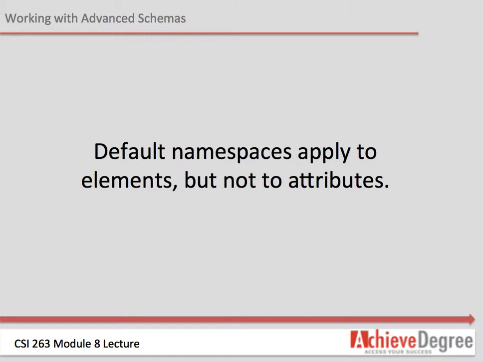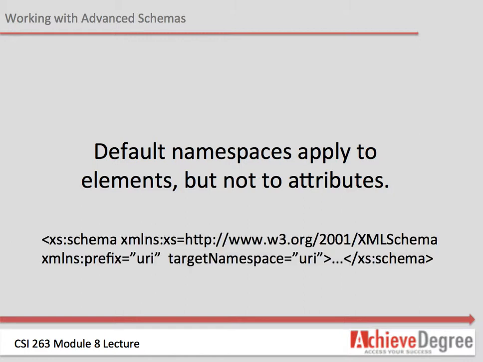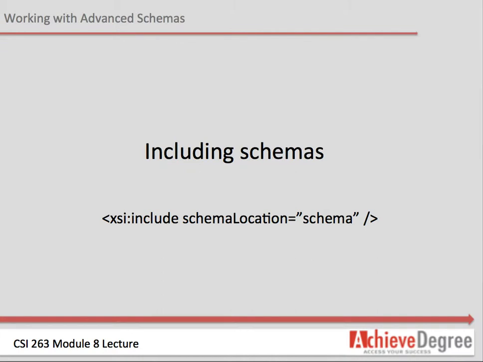Associating a schema with a namespace. This is the code to set the schema namespace, where prefix is the prefix of the namespace and URI is the URI of the namespace. Including schemas. To include a schema, you add this element as a child of the root schema element, where schema is the name of the schema file to be included.